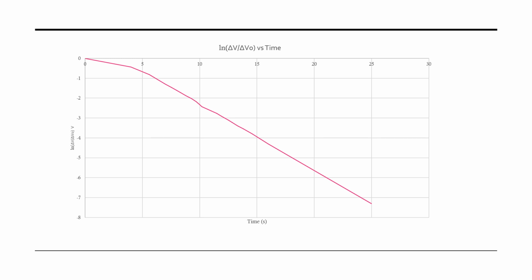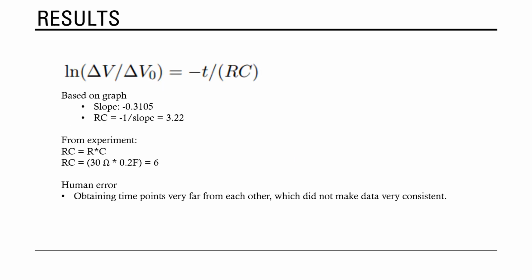and you can see that the voltage just decreases as time increases. To finally calculate RC, we took the slope of the graph and we took the inverse of this value, which gave us a value of 3.22, but the expected value was 6. This is still close enough, but the human error was that we took different time points very far from each other. That did not make the data consistent and give us a closer value to 6.